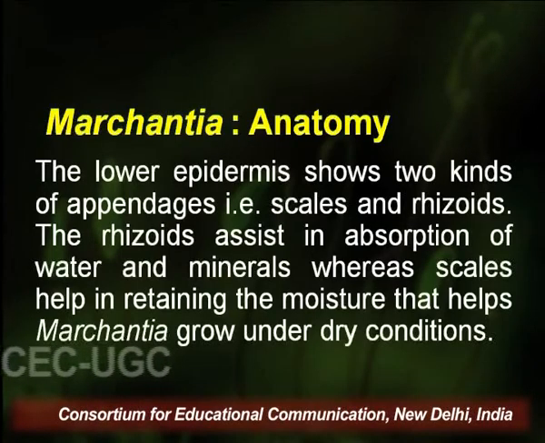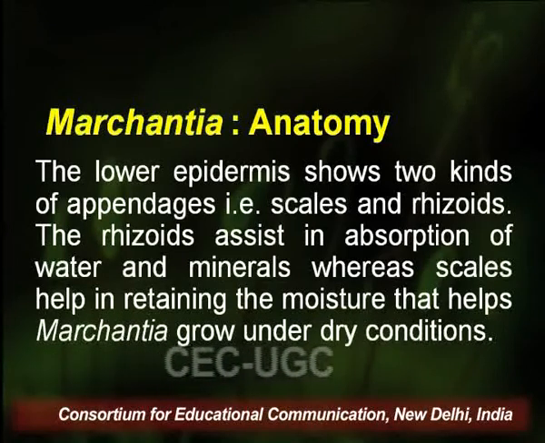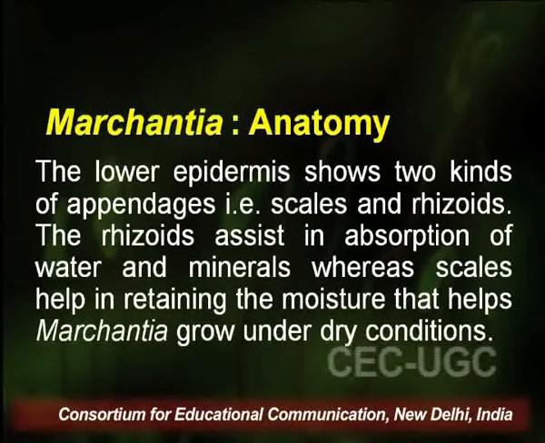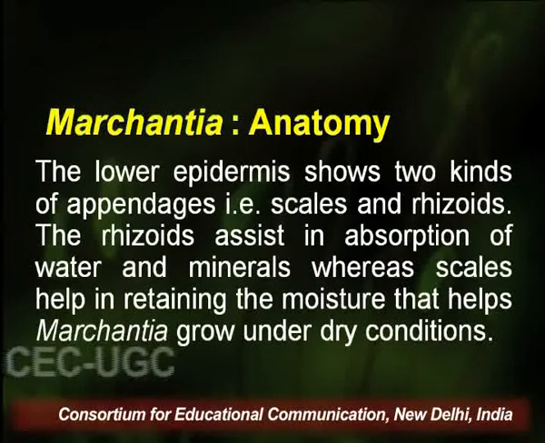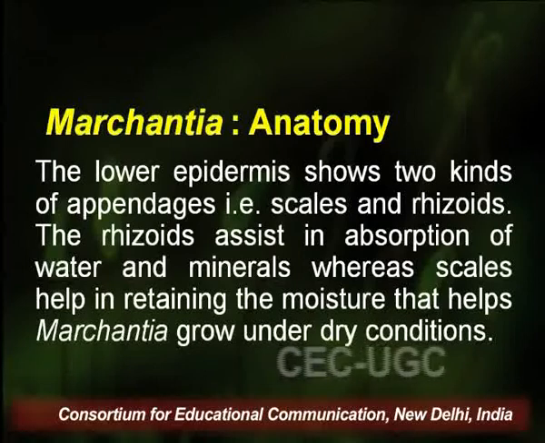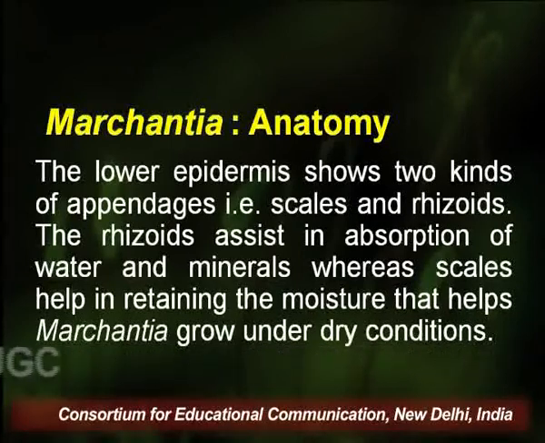The lower epidermis shows two kinds of appendages, that is scales and rhizoids. The rhizoids assist in absorption of water and minerals, whereas scales help in retaining moisture that helps Marchantia grow under dry conditions.